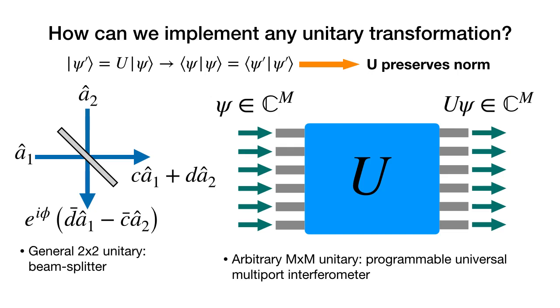A unitary transformation is a linear transformation that preserves the norm. In physical terms, this could represent an ideal linear optical transformation without loss. But how can we implement any unitary transformation? We know that for the 2x2 case, the solution is simple. It's just a beam splitter. But we would like to generalize this idea to any number of modes. In other words, we would like to be able to realize a programmable universal multiport interferometer.